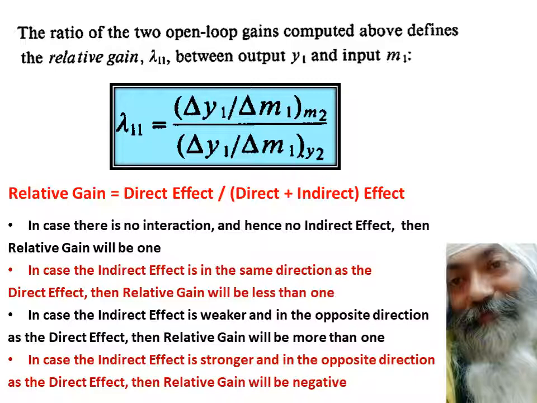So this is what is happening: the indirect effect is stronger and in the opposite direction as compared to the direct effect, and the relative gain will be negative. Or conversely, in case the relative gain is negative, it means that the interaction is having an indirect effect which is stronger and opposite to the direct effect.